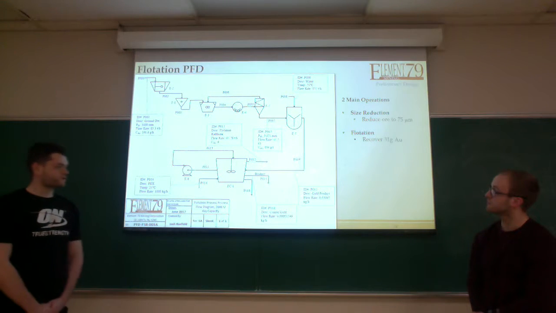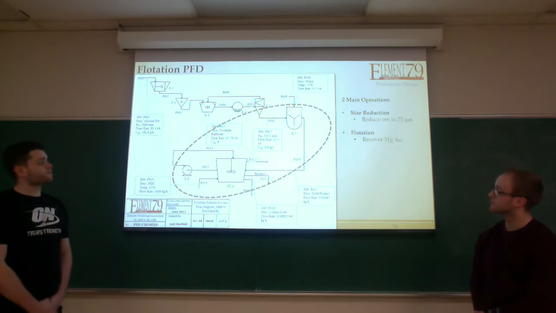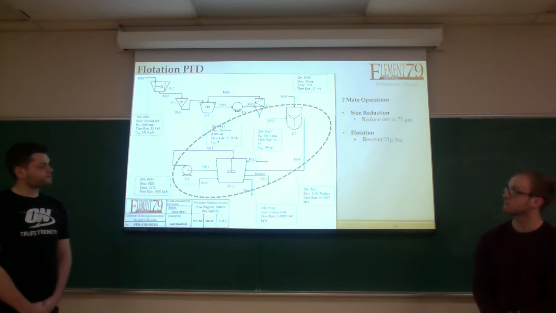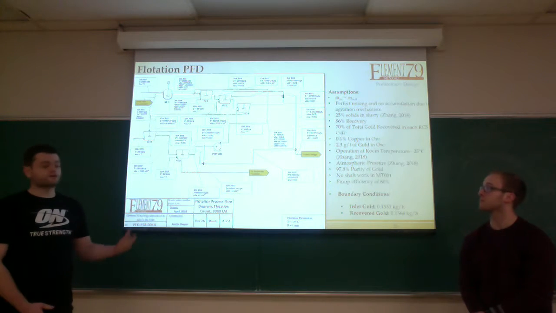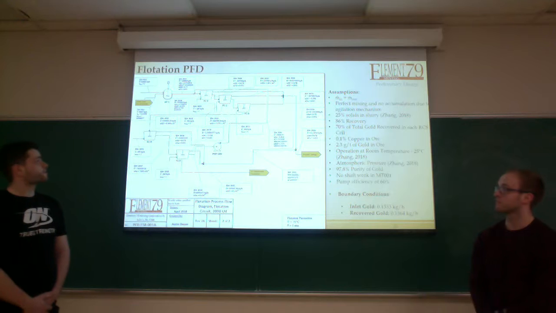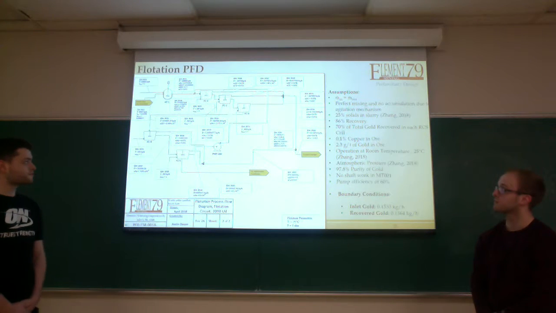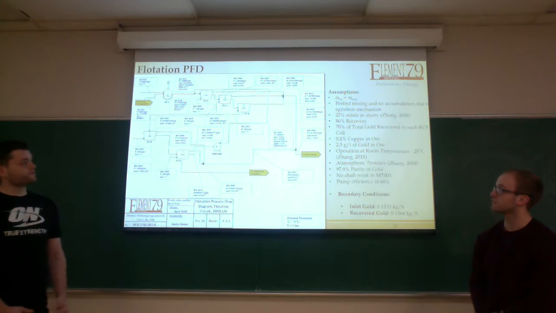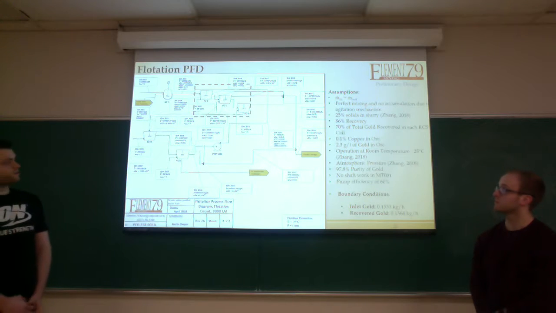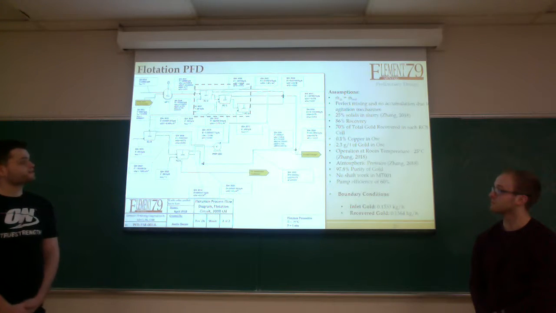Okay, so next we'll look at the flotation portion of the process flow diagram after size reduction. After size reduction, the slurry is mixed with water to produce a 25% slurry. It is then brought to the first bank section, which is composed of 3 reactor cell systems, which are flotation machines.